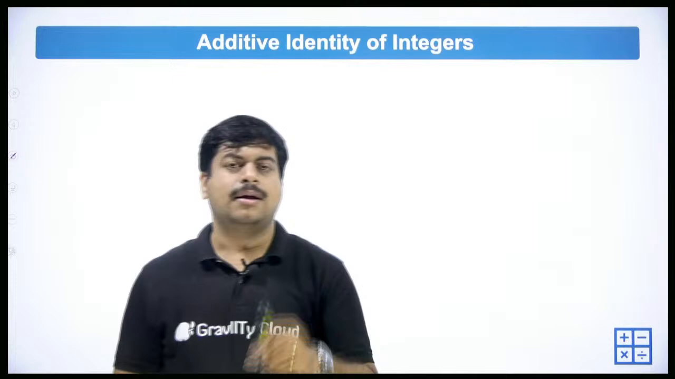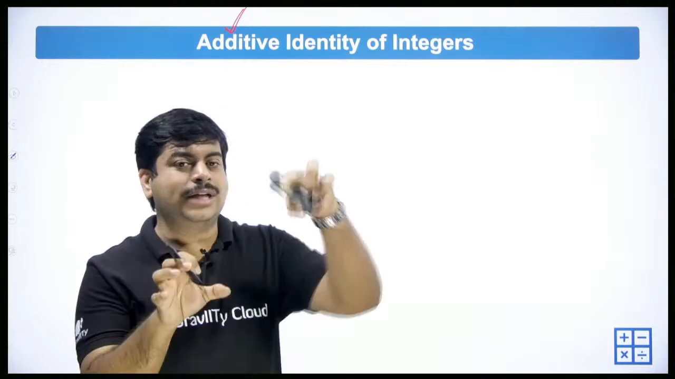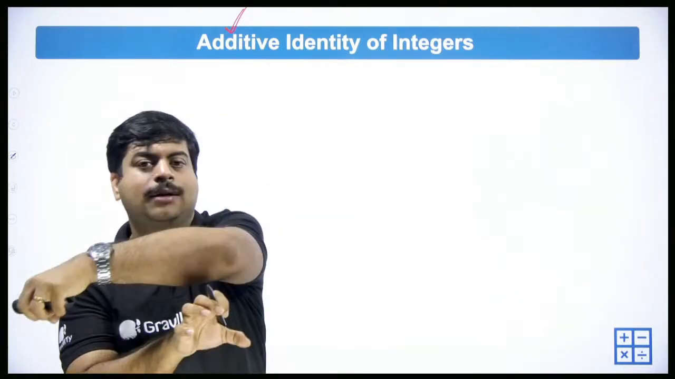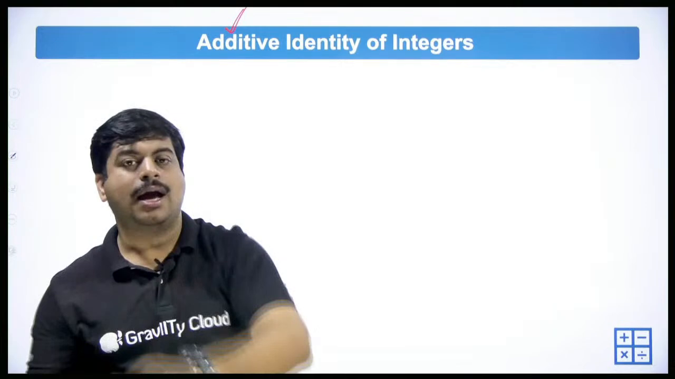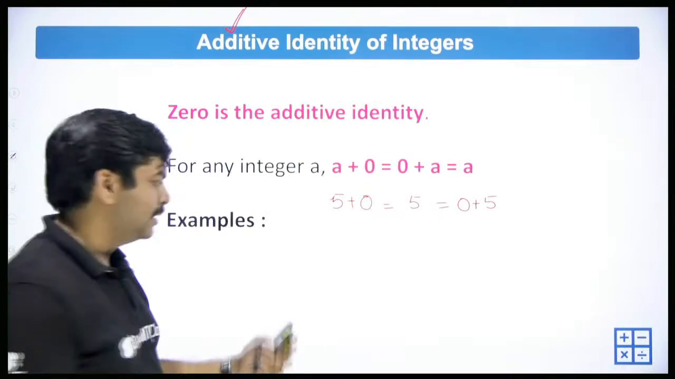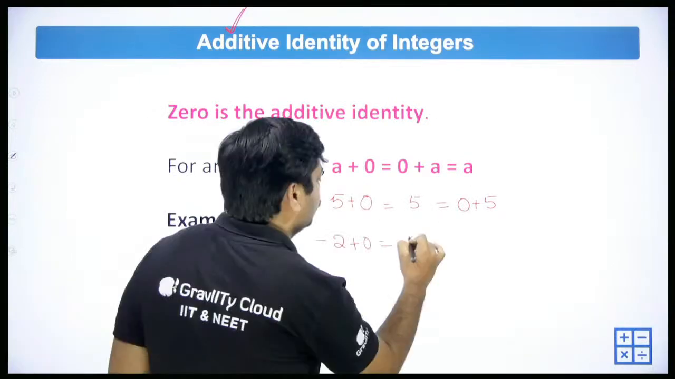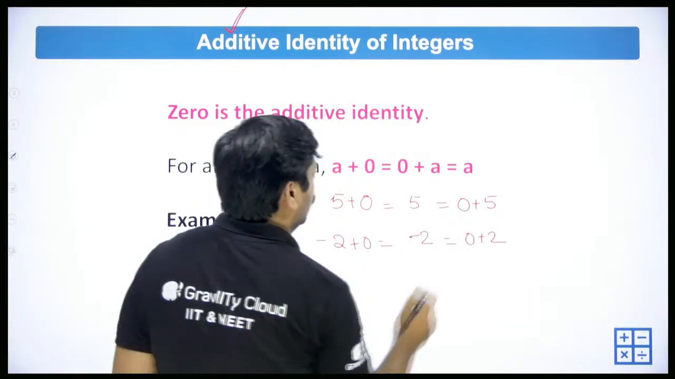So if we take a number and we are adding, let me take one number 5, and I want to add some number such that I should again get the same number back, the same identity. So what I can say here is 0 is the additive identity. Why? You know that 5 plus 0 is equal to 5, correct? It is also equal to 0 plus 5. It is a positive number, so you may ask me about negative numbers. Yes, minus 2 plus 0 is equal to minus 2. It is also 0 plus minus 2.